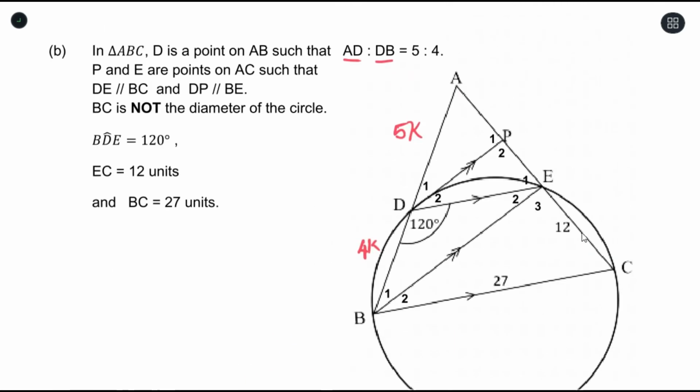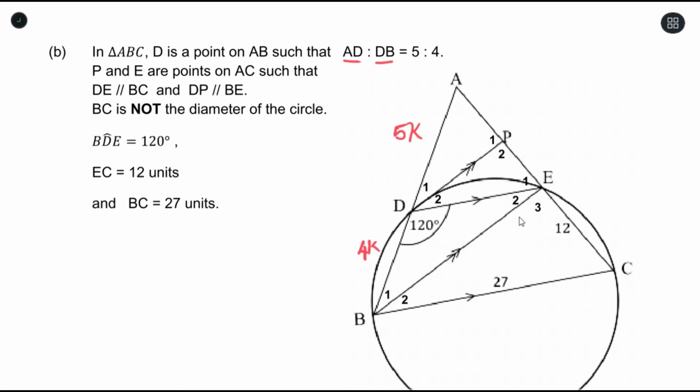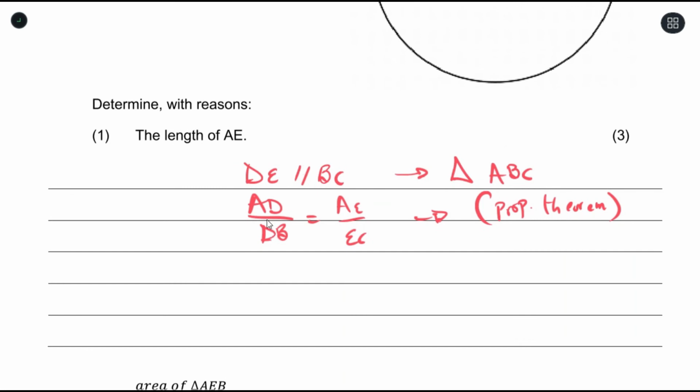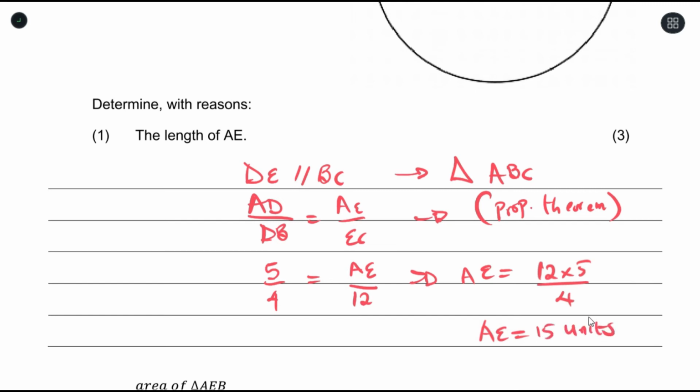Whenever you have a triangle and inside the triangle you have two parallel lines, we normally say that the sides are in proportion to themselves. Now with this at the back of our mind, we can substitute. We understand that the ratio of AD to DB is 5/4. We know the value of EC is 12. We can figure out what AE is. So by cross multiplication, AE is equals to 12 times 5/4, which makes AE equals to 15 units. So that will be your answer for AE.